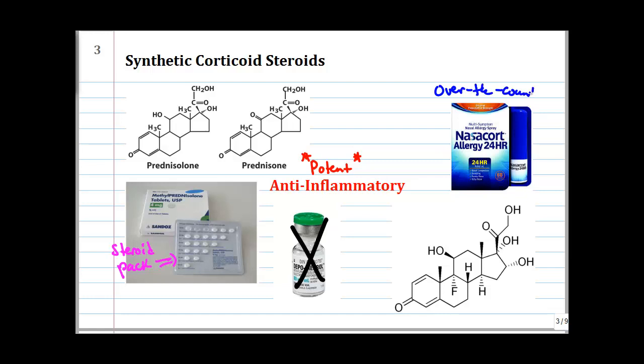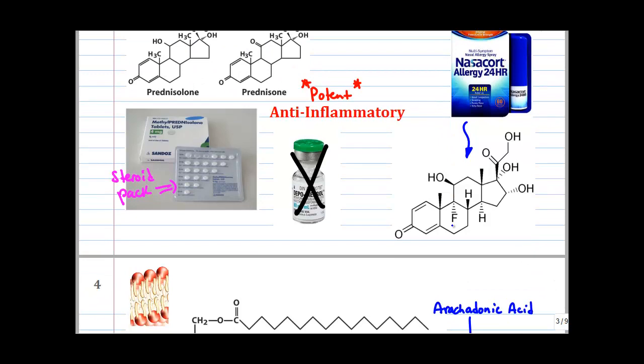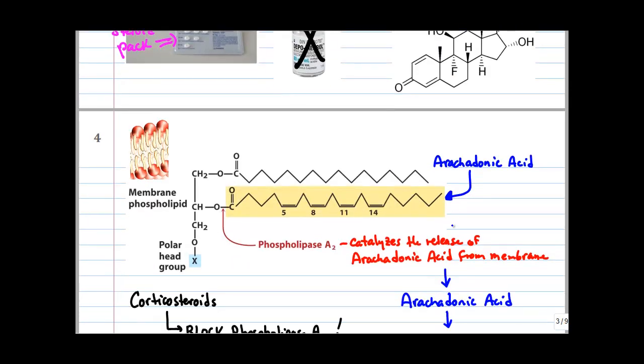And we see here the structure of Nasacort is analogous, similar to prednisone or prednisolone. Again, these have anti-inflammatory properties. Now, why do steroids have anti-inflammatory properties? Well, that's a good question, and I'm glad you asked. So here's the fairly complex story of all of this.